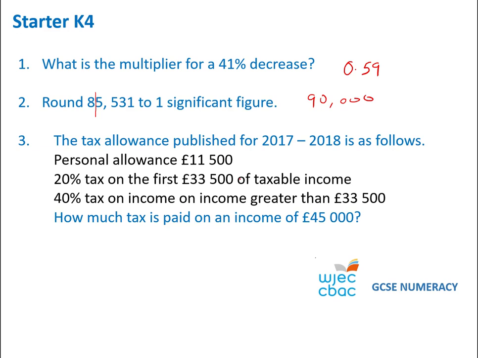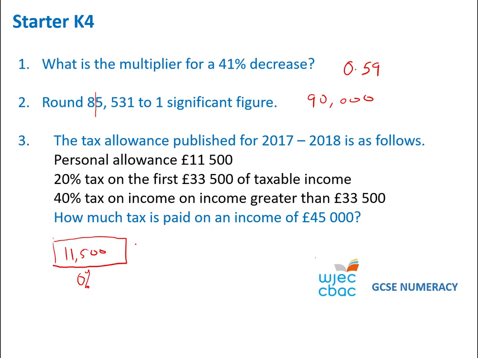Okay, and then the tax question. It's actually very similar to last week. The tax rates are the same. Personal allowance 11,500, 20% on the first 33,500, 40% on anything over that, and their income is £45,000. So the first 11,500, we use the bar method again. 11,500 is tax free, so that's 0%.